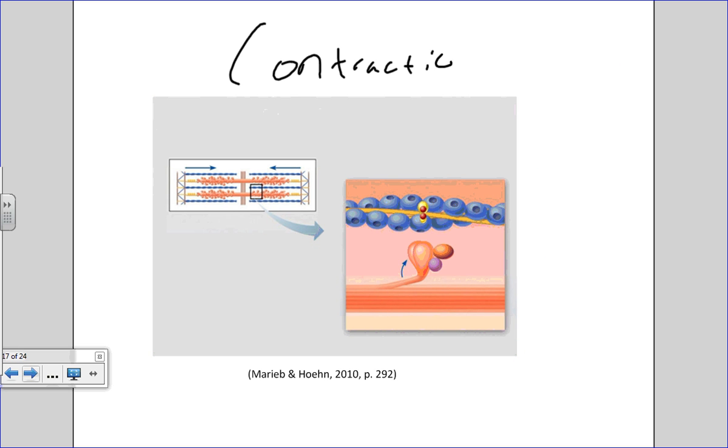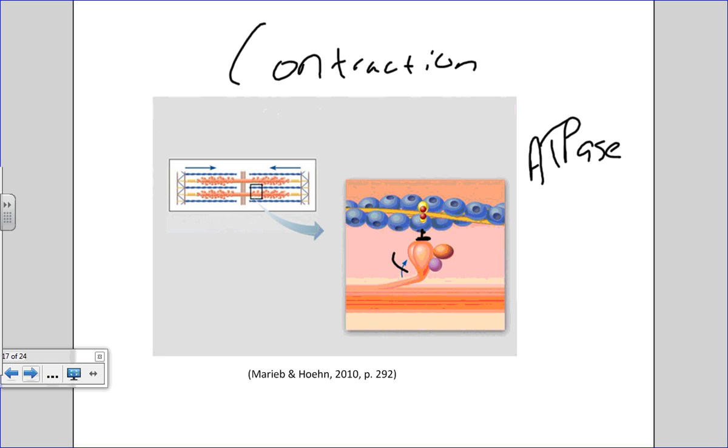The actual contraction. Now, when the contraction takes place, remember yesterday I talked a little bit about the myosin head. I said on the myosin head there's an enzyme called ATPase. And there's also a site on the very end of the myosin head that will interact with the active binding site of actin.